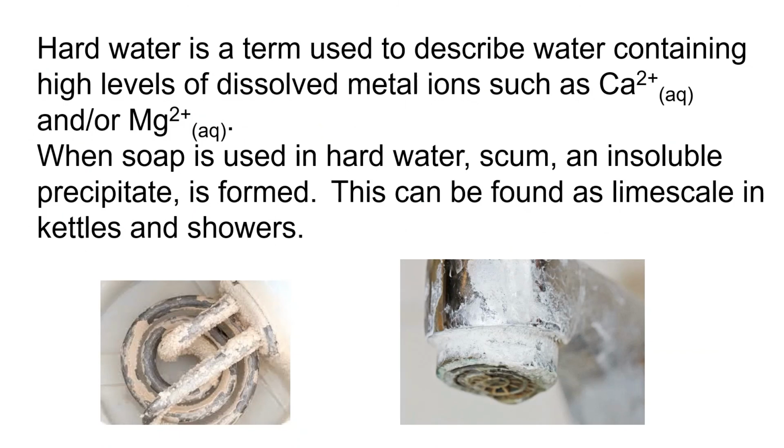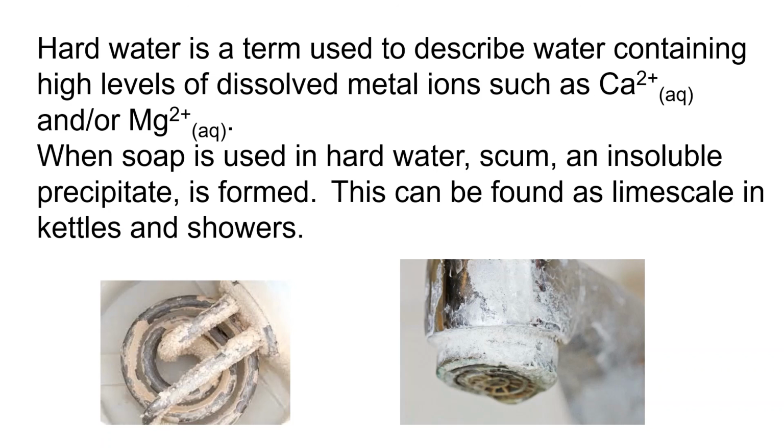Now, in certain parts of the UK, you get hard water. This is water containing high levels of dissolved metal ions such as calcium and or magnesium ions. If you use soap in these parts of the UK that have hard water, then you can get an insoluble white solid formed, which we often call scum, which is an insoluble precipitate. This can be found in kettles and showers, often known as limescale. So in some parts of the UK that have high levels of these ions, if you use soaps with this type of hard water, you can get these insoluble solids called scum or limescale formed on kettles or taps.